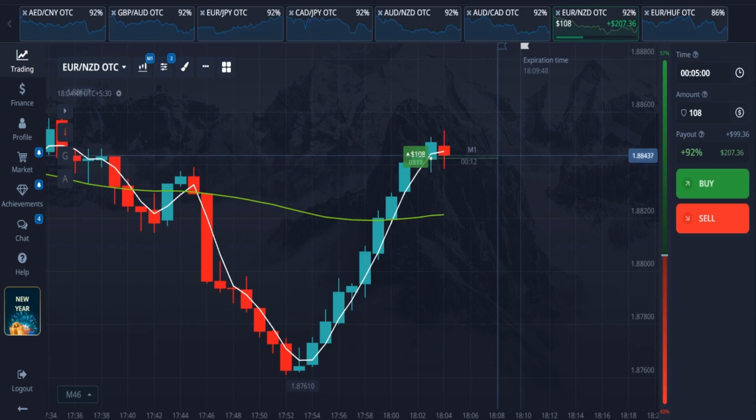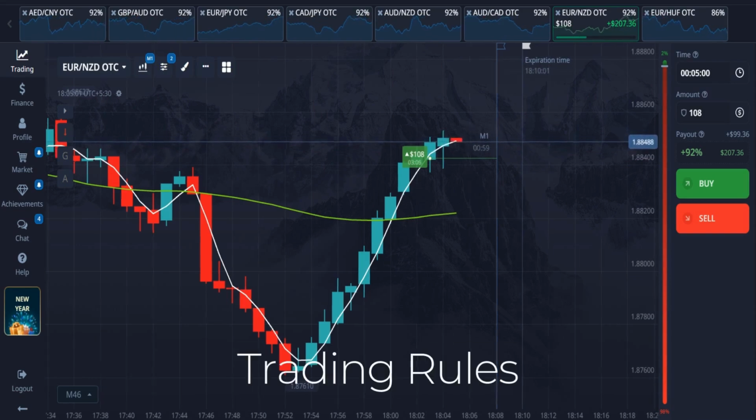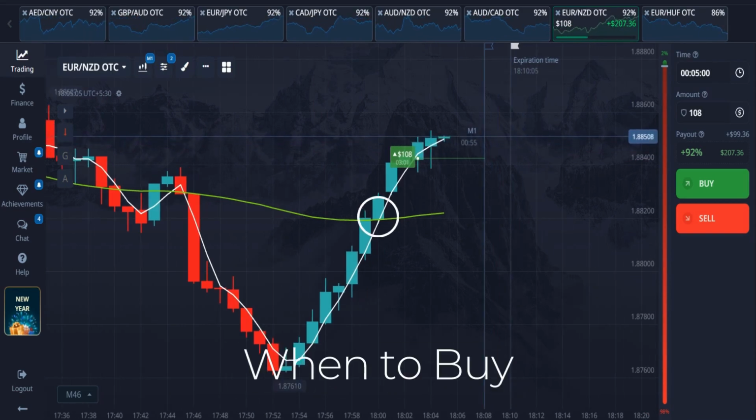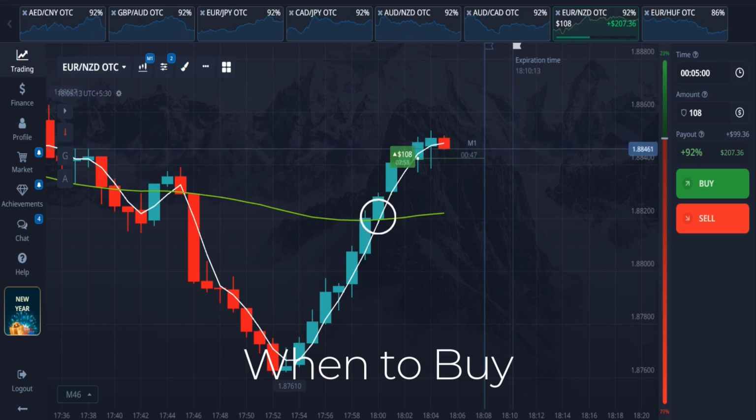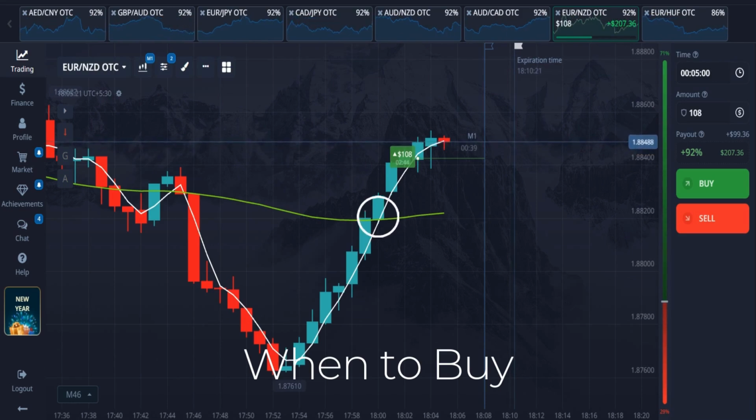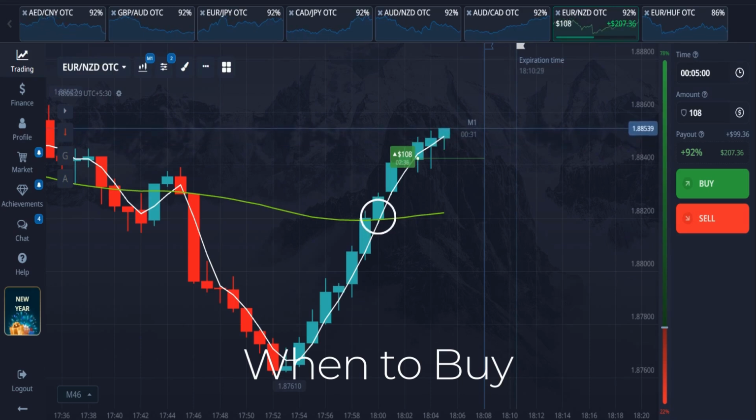How does this strategy work? This strategy is simple, easy to follow, and highly effective, especially for beginners. Let's dive into the trading rules. When to buy: check if the price is above the red SMA line. Wait for the white SMA line to cross above the red SMA line and move upward. Look for confirmation of a bullish candle. Once the bullish candle confirms, place a buy trade with a 5-minute expiry on the next candle.